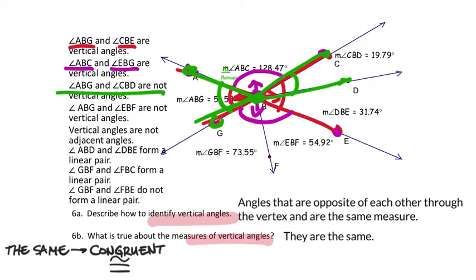So on this example, where we have vertical angles, such as this first one that we saw, angle ABG and also angle CBE, they are vertical, but if I wanted to demonstrate that they're congruent, I could put a congruent symbol between them. And yes, I've drawn better congruent symbols, but that will work.